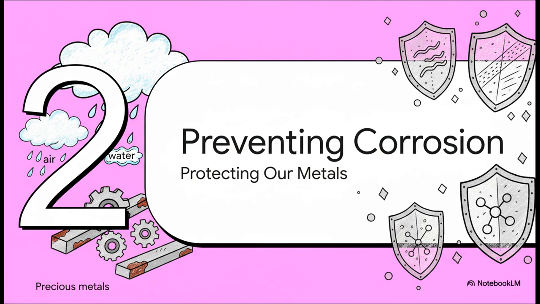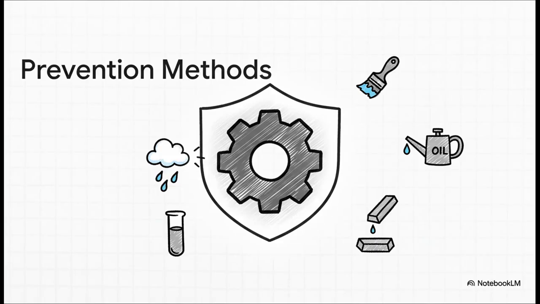Okay, so now that we know the culprits are air and water, the next logical question is, how do we stop them? How can we protect our metals? That brings us to our next section, how to prevent corrosion. The idea here is actually quite simple. If you can create a barrier between the metal and the air and water, you can prevent rusting. And that's exactly what all these common methods do.